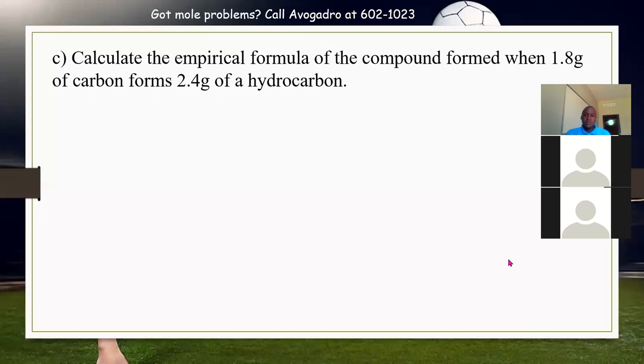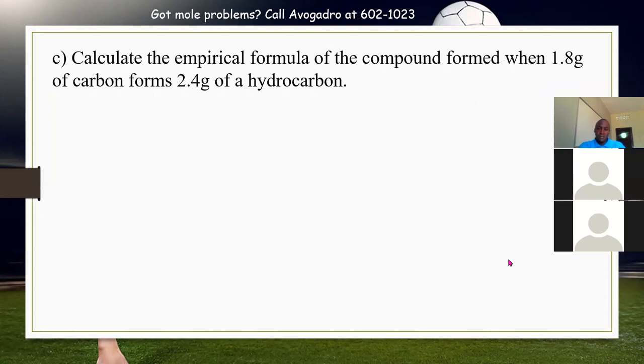Okay, so let's look at this one. They're talking about empirical formula of the compound formed when 1.8 grams of carbon forms that. So carbon, we are having it as 2.4. Sorry, hydrocarbon is 2.4 and carbon is 1.8. So that means the elements we're having are carbon and hydrogen, because they're talking about a hydrocarbon. So carbon alone is 1.8.